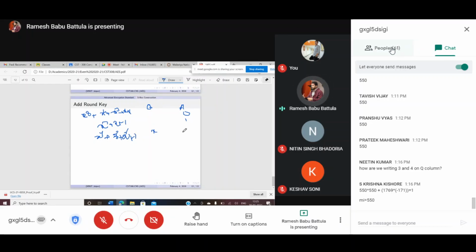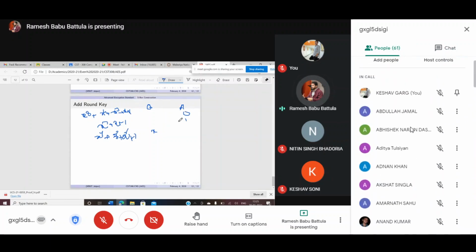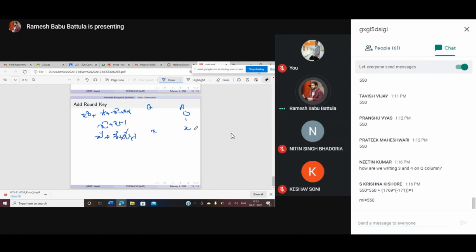Here we don't have any subtraction operation. That's why you need to perform the XOR operator. That's why 0 XOR 1 into x. 0 XOR 1 into x means here x will come.